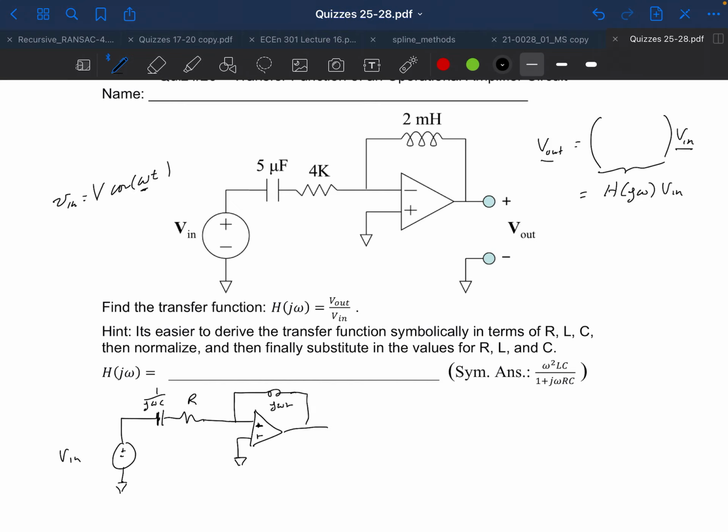The thing to notice is that we're in a negative feedback configuration, right? So this voltage gets fed back into the negative terminal. So we're in a negative feedback configuration. And then if we look at this voltage, that's going to be V out.